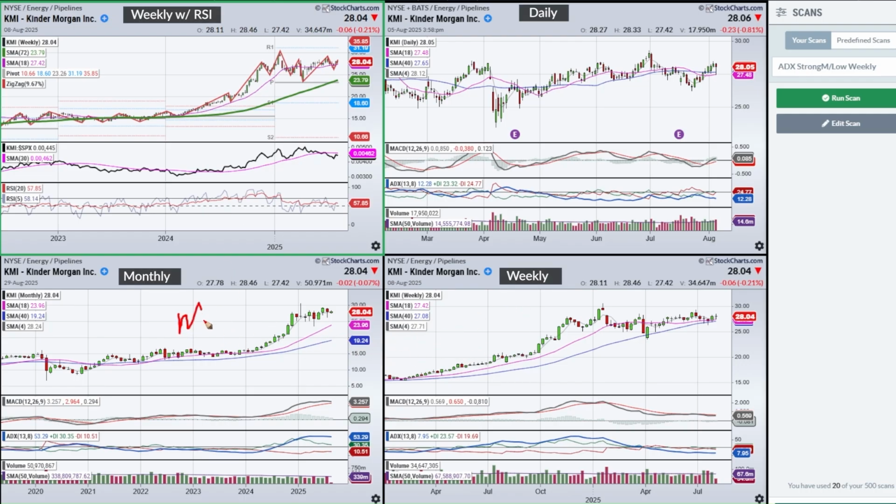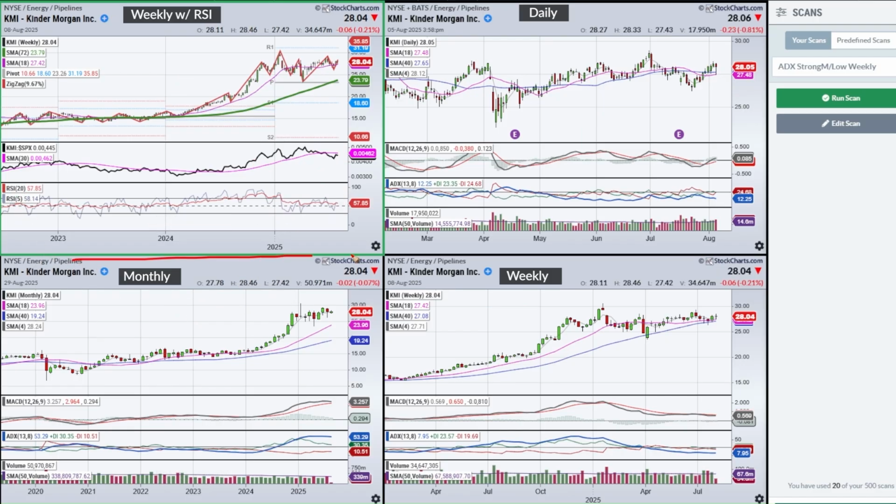All right, so it's a monthly chart here in the bottom left, weekly bottom right, daily in the upper right, and then another weekly here with the relative strength line and its moving average, along with RSI in 2 forms, RSI 20 and RSI 5.